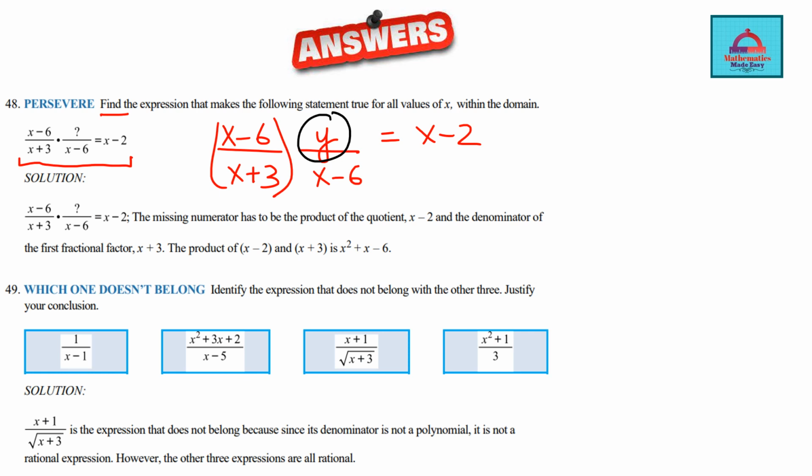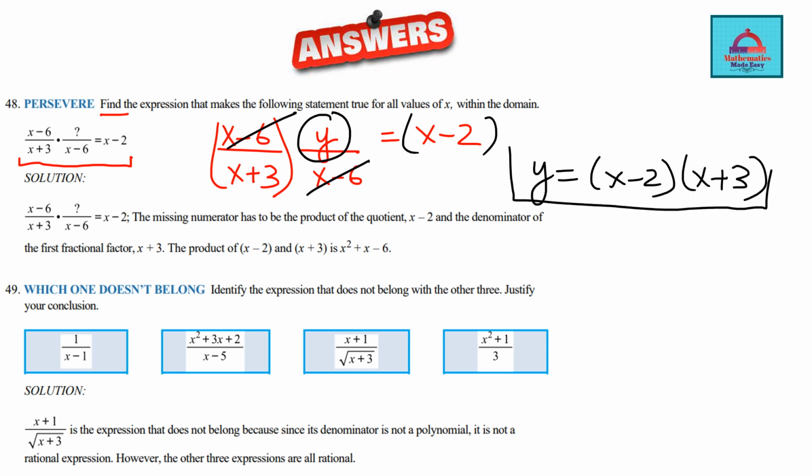And before you do that, you see very clearly x minus 6 and x minus 6 are same, so you can cancel them altogether. So what is y finally? You are left with x plus 3, so you can just cross multiply, move it to the other side, and your y comes out to be x minus 2 multiplied with x plus 3.